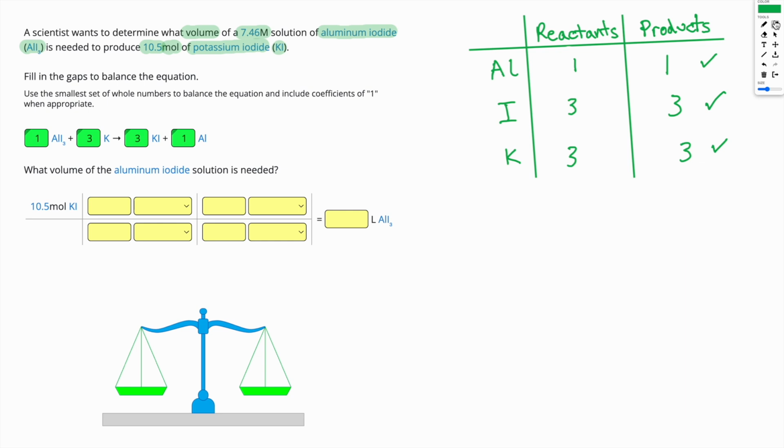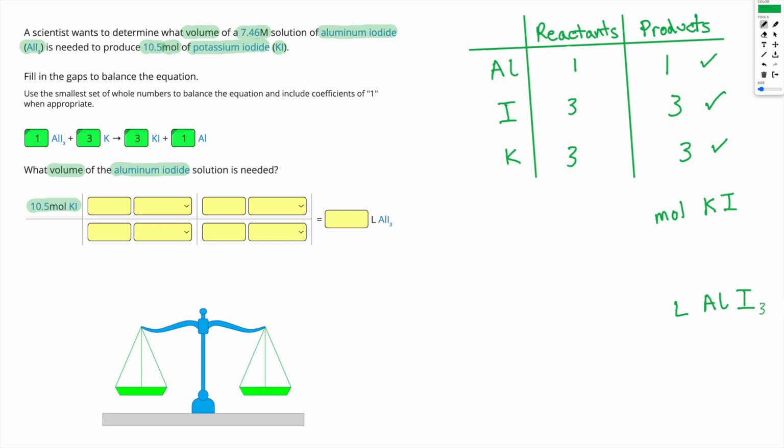Now let's take a look at the question. We're looking for the volume of aluminium iodide solution needed. We're starting with 10.5 moles of KI, that's potassium iodide. So we're starting with moles of potassium iodide. We're trying to get into, eventually, volume of aluminium iodide. So we need liters of aluminium iodide.